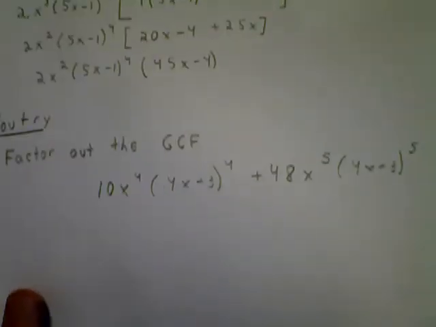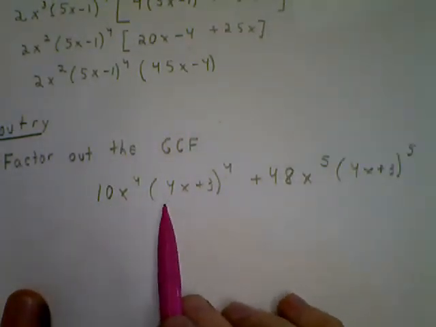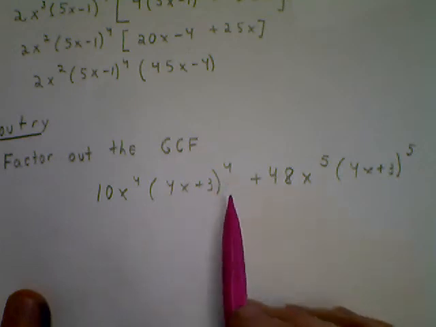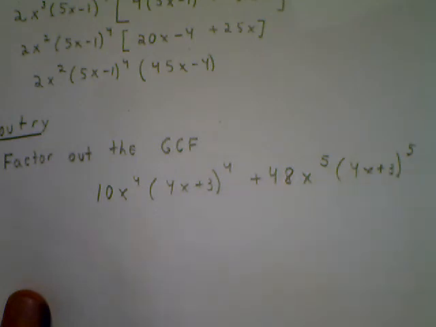All right. Next, I'd like you to do this quick try. I have 10x to the fourth times the quantity 4x plus 3 to the fourth plus 48x to the fifth times the quantity 4x plus 3 to the fifth. Go ahead and pause the video and try it out.